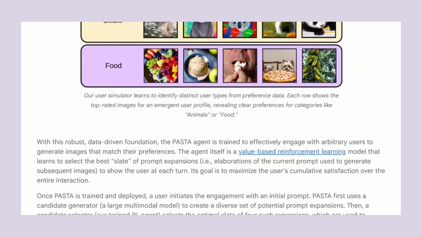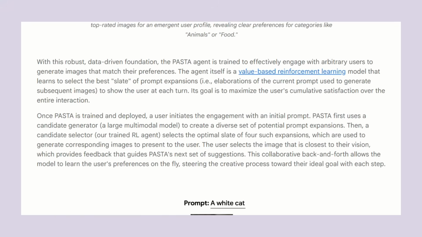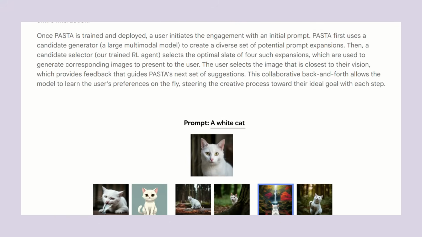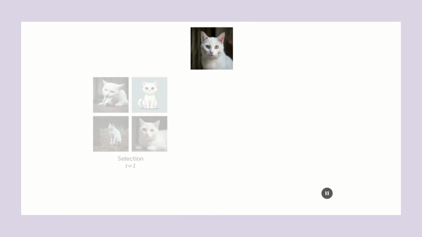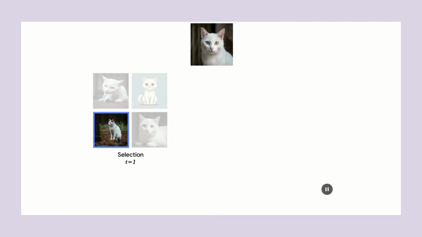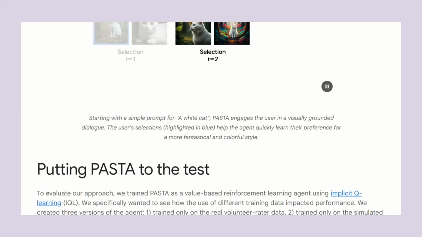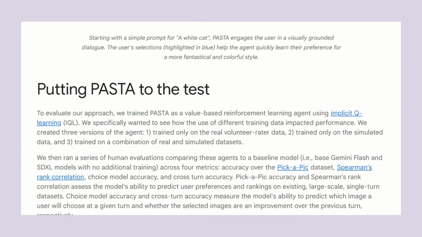The system also works with different image generation models. Google tested it with Stable Diffusion XL, but the framework works with any text-to-image model. They even tried it with Flux and got great results. This means Pasta could work with whatever model you prefer.